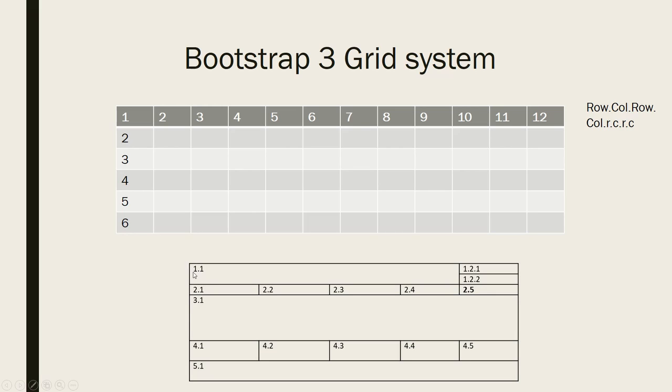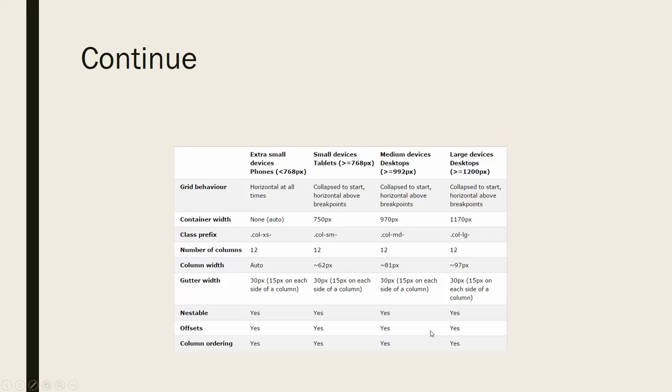This is row 1, column 1. This is row 1, column 2, which is the second column, and this is your first row. Same thing, this one is the second column, but it joins the first row. And then you can see here your row 2: first column, second column, third column, fourth column, fifth column, and so on. This is how the grid system works.